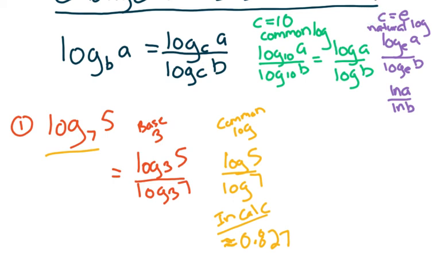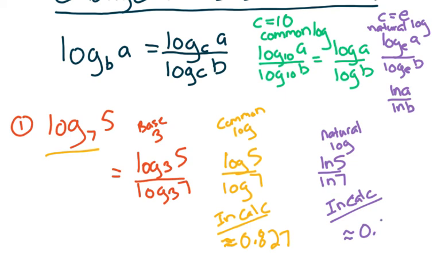So if I wanted to rewrite my original problem using our natural log, I could rewrite it as ln of 5 divided by ln of 7. And a nice thing is that our calculator also has natural log in it. So when I stick it in my calculator, I should get the same value, because these are just different ways to write this.